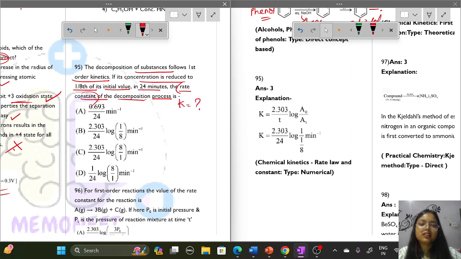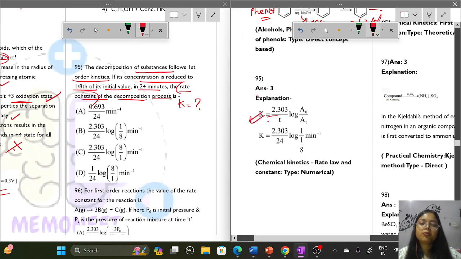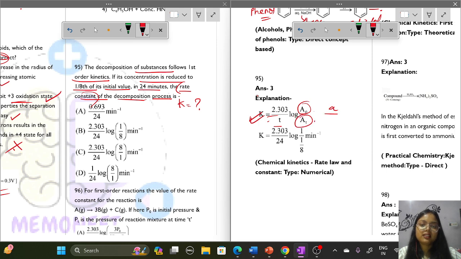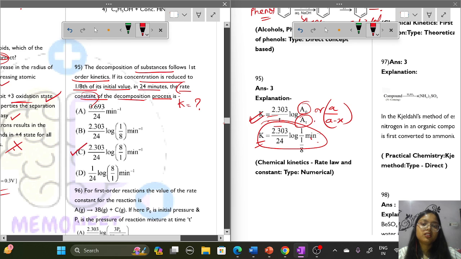K we have to find out, and for finding out K, which formula can we use? K is equal to 2.303 by t log of a naught by a t, where a naught is the initial concentration and a t is the concentration at time t. We can write it like this also. So the value of K comes out to be this, which means option 3 will be the correct option here.